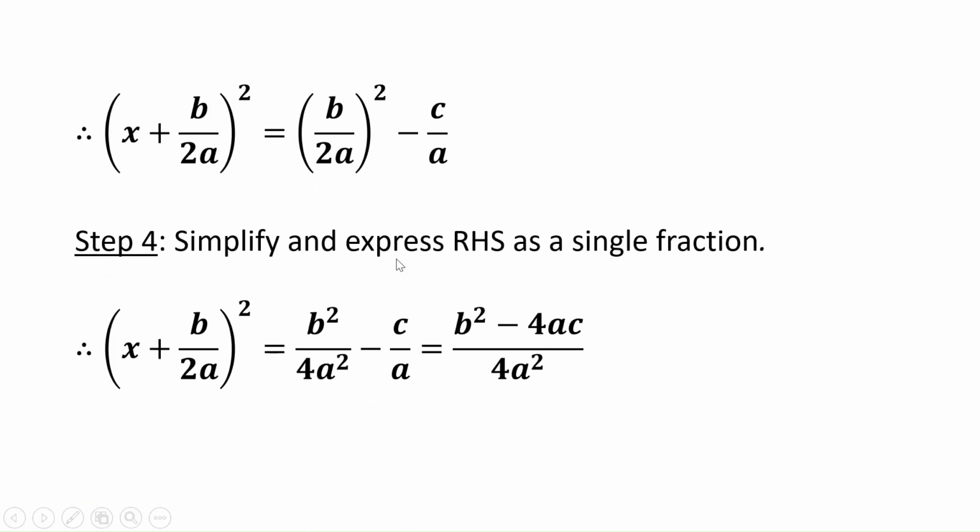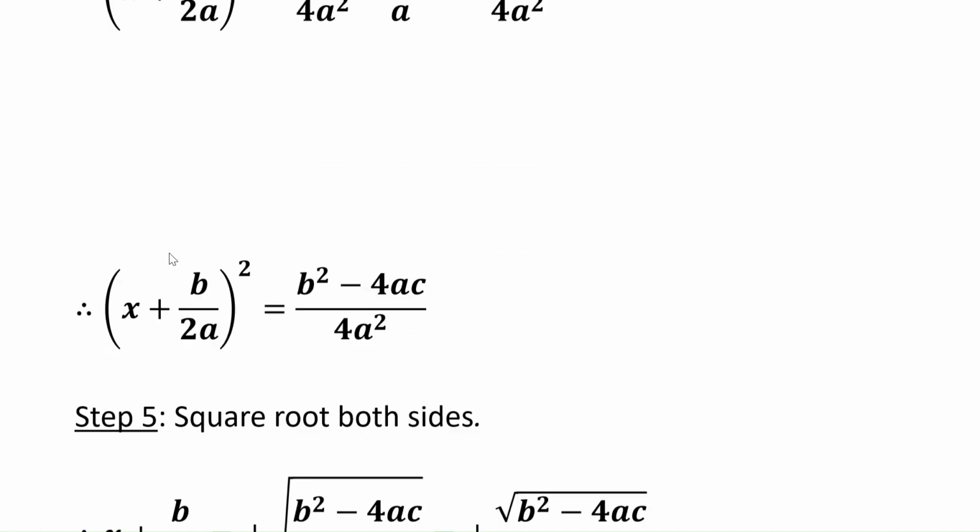Now we have step number 4. We simplify the right hand side and express it as a single fraction. So we square the numerator, b becomes b squared, the denominator becomes 4a², and then we put the lowest common multiple, the LCM, which is 4a². Then here we'll have b² on the numerator, but here, because it's 4a², we'll have 4a multiplied by the numerator, which is 4ac. So this is a single fraction.